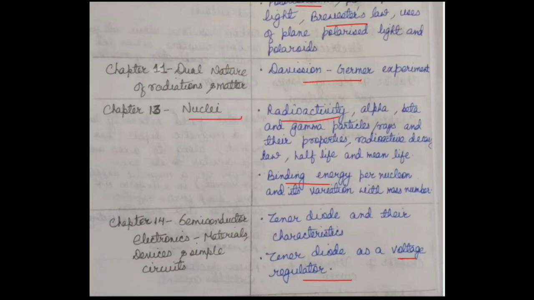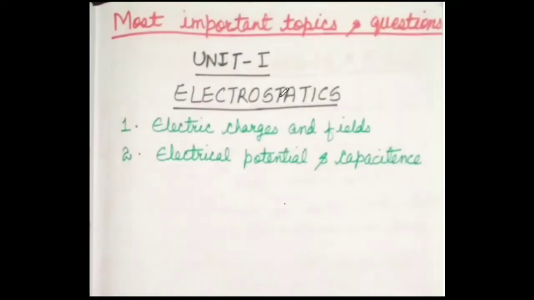And today I am going to start with chapter 1, that is electric charges and field. Okay, actually unit 1, that is electrostatics, consists of 2 chapters: electric charges and field, electric potential and capacitance. आज हम सबसे पहले इलेक्ट्रिक चार्जेस एंड फील्ड्स के इंपॉर्टेंट क्वेश्चंस देखेंगे और उनके सॉल्यूशंस देखेंगे. ओके, सो लेट अस स्टार्ट विद चैप्टर 1, इलेक्ट्रिक चार्जेस एंड field.